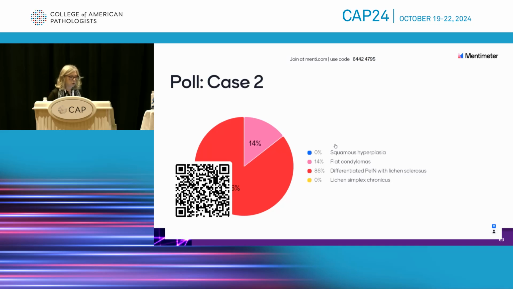Okay, so it seems like most of the audience is preferring differentiated PIN with lichen sclerosis, but some are also considering flat condylomas. Definitely something that I considered, and both were in my differential diagnosis, so we worked this up a little bit more.